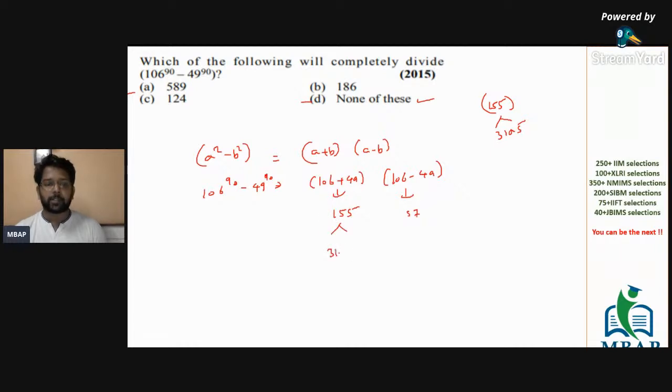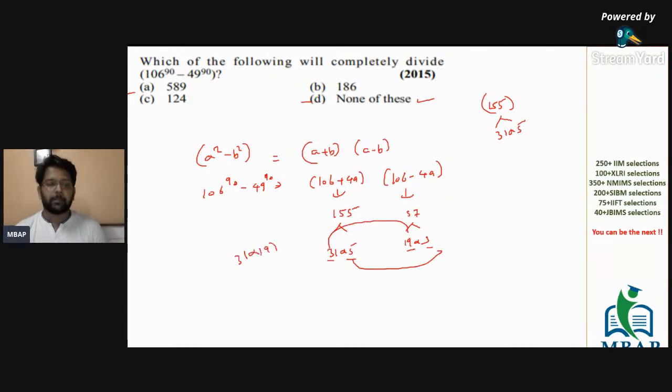So 155 is 31 into 5. Similarly, if it is divisible by 57, it is also going to be divisible by 19 into 3, because 19 times 3 is also 57. So these four values, ideally, can divide the given number, or a combination of values will also divide. Like 5 into 3 can also divide, and 31 into 19 can also divide.